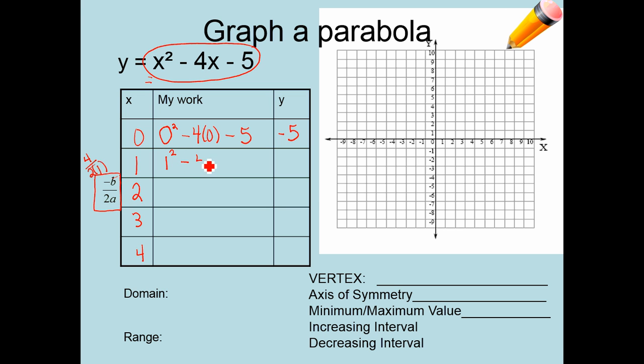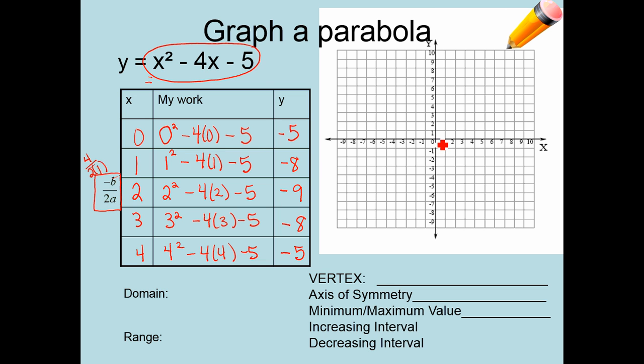1 squared minus 4 times 1 minus 5. Again, I make sure that I type that in my calculator correctly, and I get a y value of negative 8. 2 squared minus 4 times 2 minus 5, and if I type that in my calculator, I get a y value of negative 9. 3 squared minus 4 times 3 minus 5, and I get a y value of negative 8. And 4 squared minus 4 times 4 minus 5, and if you type that in your calculator, you get a y value of negative 5. Now notice some of these y values are repeating, right? We want that. That's good. That signals that we have some symmetry going on.